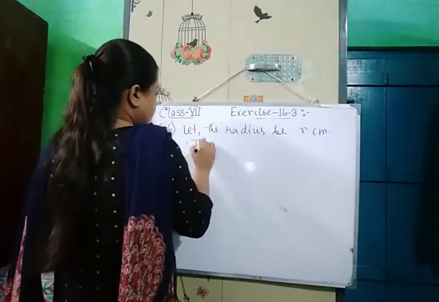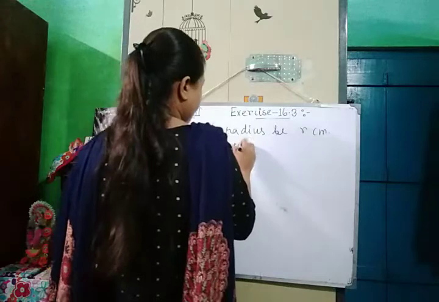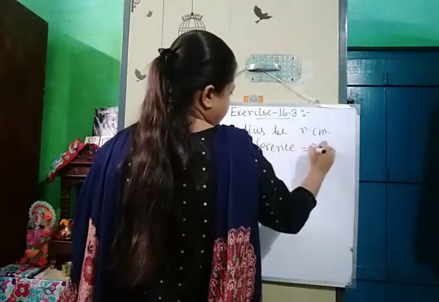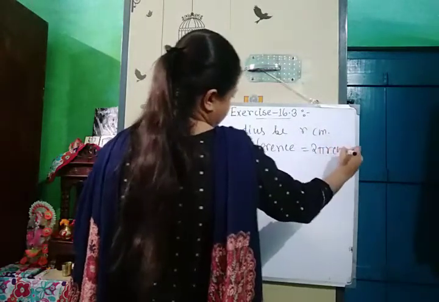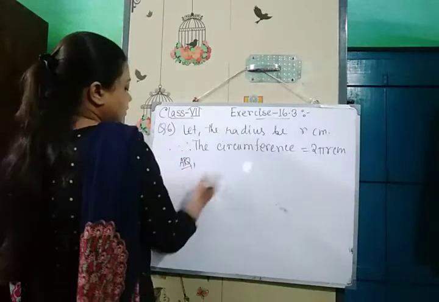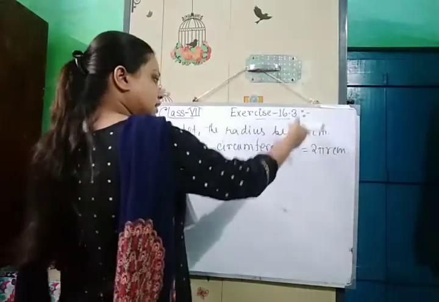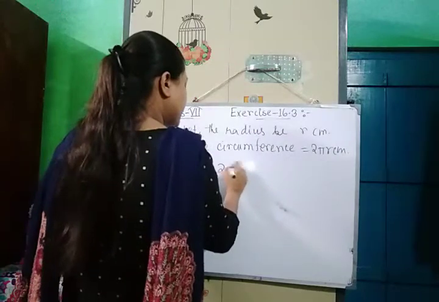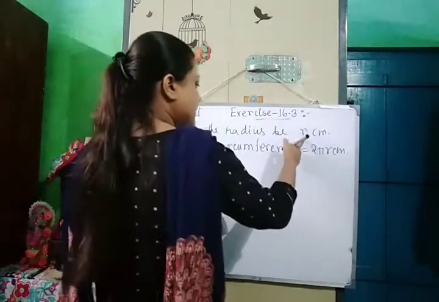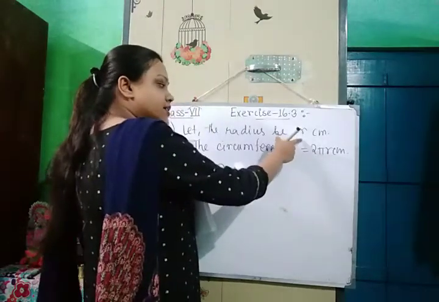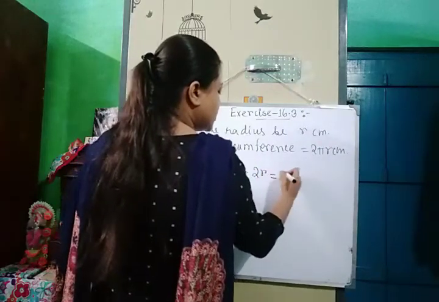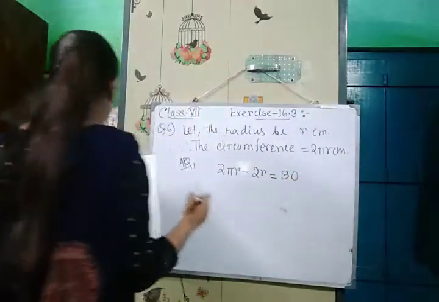Therefore, the circumference is equals to 2 pi r centimeter. So according to the question, the circumference is bigger than the diameter. By how much? The circumference minus the diameter. Sorry, diameter is 2r. If r is the radius, then the diameter is 2r. So 2 pi r minus 2r equals to 30 centimeter. That is given in the question.